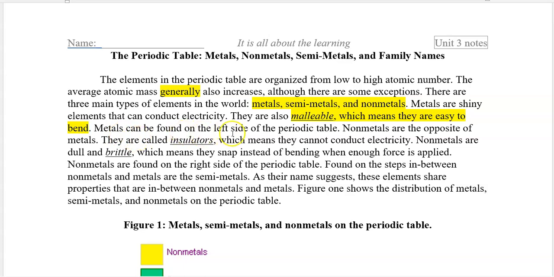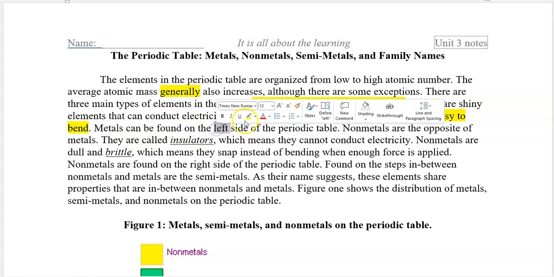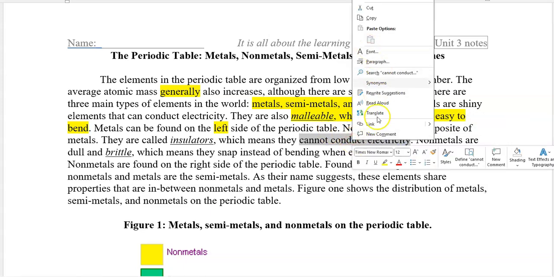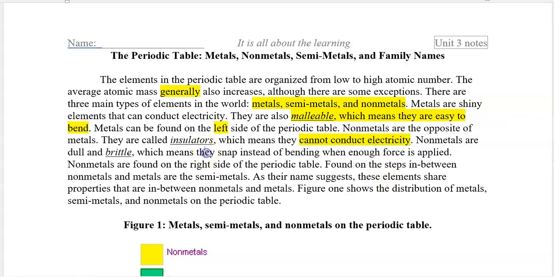Metals can be found on the left side of the periodic table. Nonmetals are the opposite of metals. They are called insulators, which means they cannot conduct electricity. Nonmetals are dull and brittle, which means they snap instead of bending when enough force is applied.